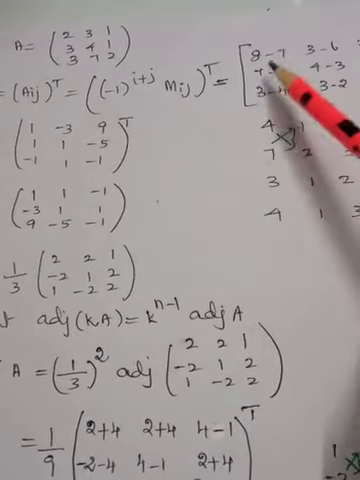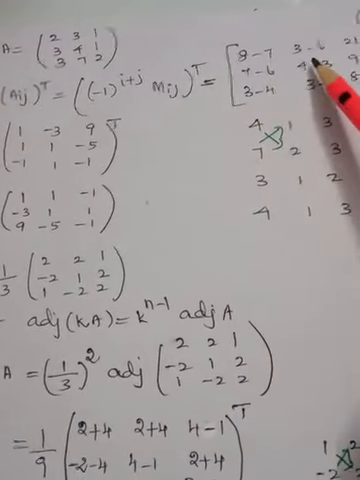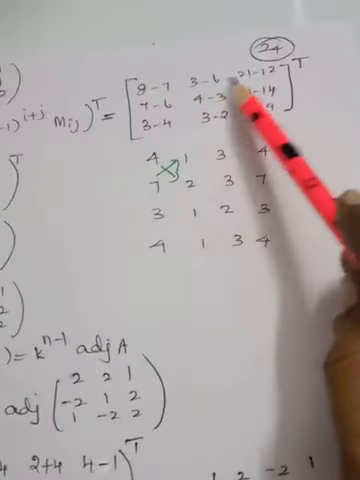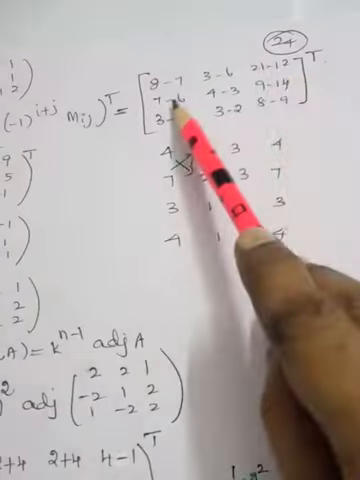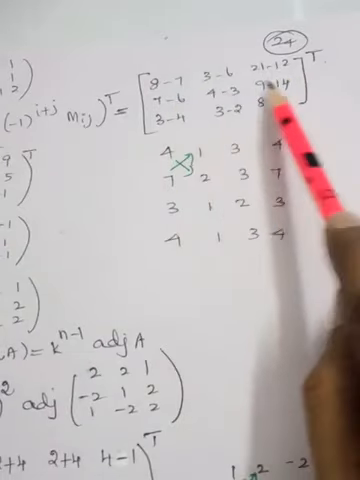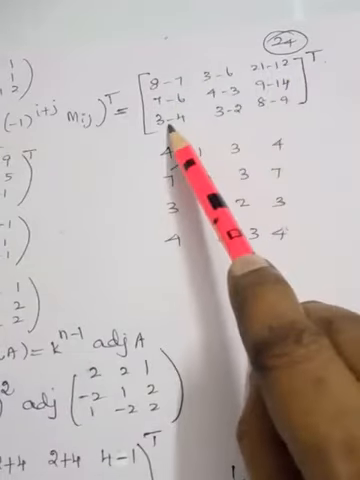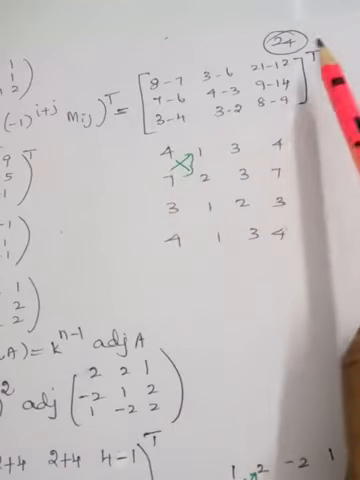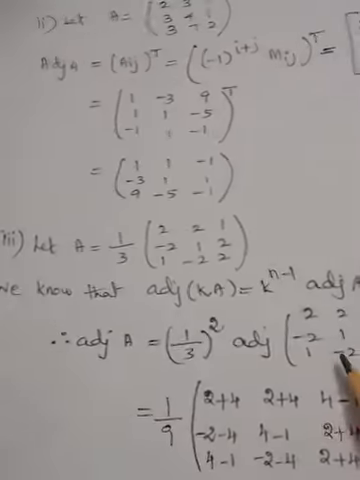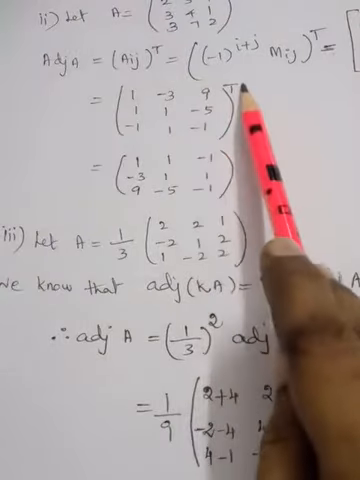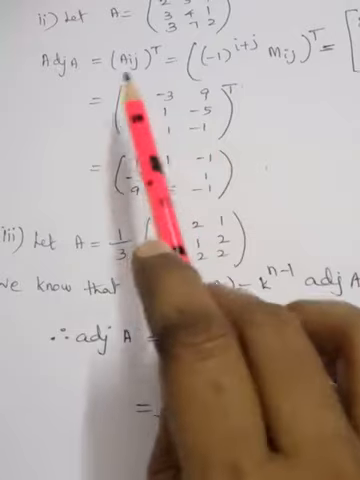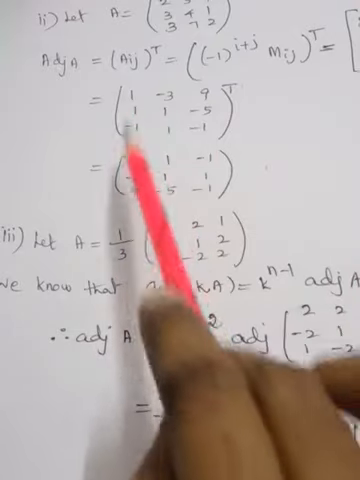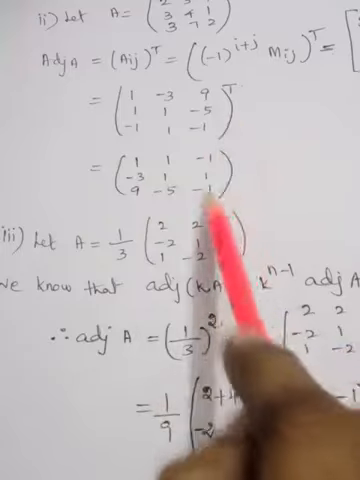Now simplify this one. You will get, this is nothing but 1, this is minus 3, okay, this is nothing but 9, this is 1, this is 1, this is minus 5, this is minus 1, 1, minus 1, whole transpose. So simplification is nothing but this one, taking the transpose. Transpose means your rows and columns are interchanged. So your first row becomes first column, second row becomes second column, third row becomes third column.